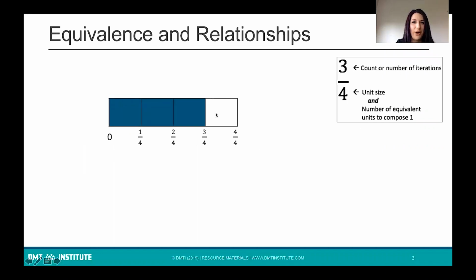So we've taken our bar model, partitioned it into fourths, and then shaded 3 of those 1/4 units. And what we're going to do is take those 1/4 units and partition them in half. So now we've got to figure out how we're going to label these new units.